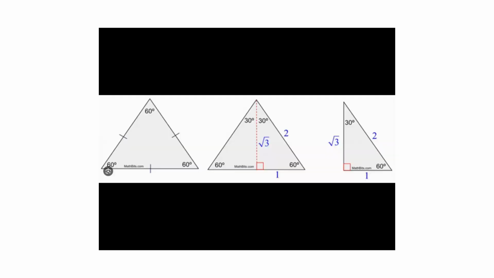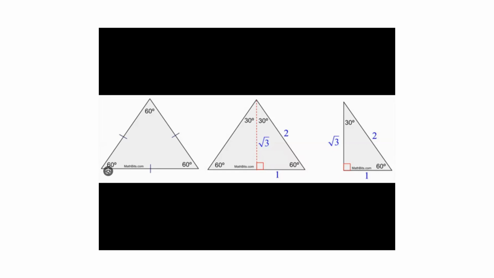I am going to show you how these special right triangles that you learned when you were in geometry will help us with this trig and the unit circle. So, first of all, we're going to look at the special right triangle of 30, 60, 90.